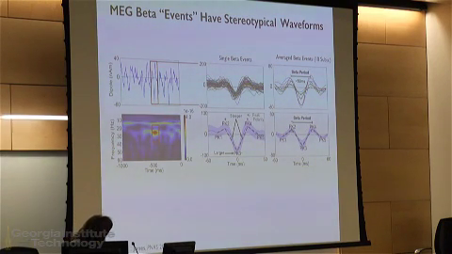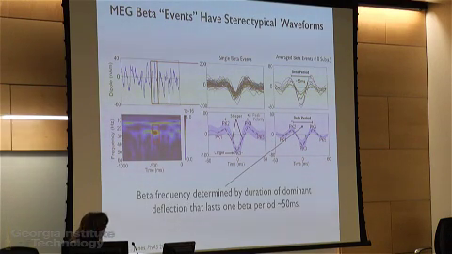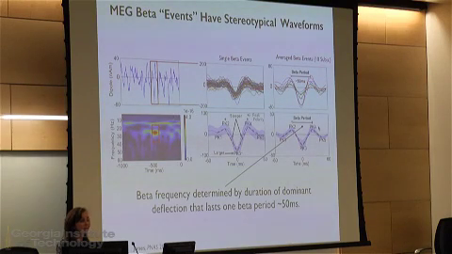And the important thing here is that the reason that this turns out to be beta in the frequency domain is because this main peak lasted 50 milliseconds. So we had some big event, it lasted 50 milliseconds, we put a frequency filter on it, and we got a beta event. This is not a sinusoidal oscillation that has a 50 millisecond period. And that's very important when you're thinking about the mechanism that can create something like this.